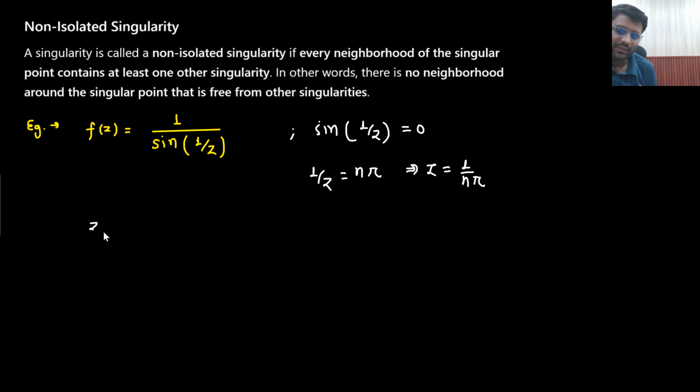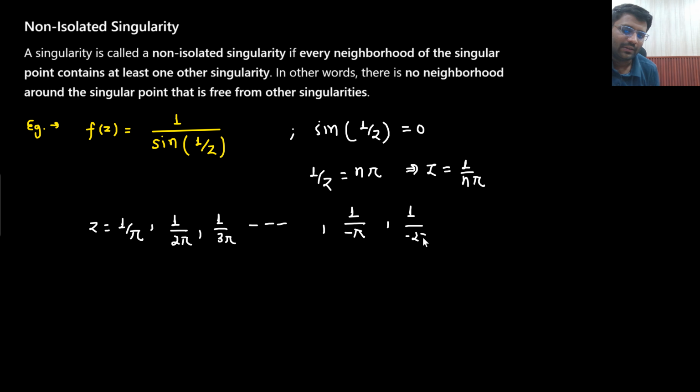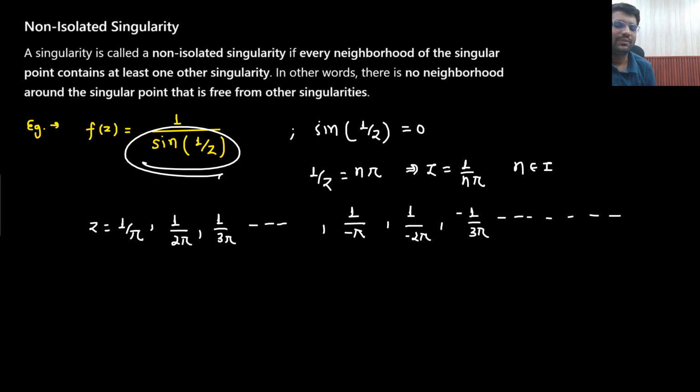What is the meaning of z being 1 by n pi? Let's put n equals to 1. If I put n equals to 1, that means when z is 1 by pi, it will become sin pi is 0, 1 by 0 is infinity. Let's put n equals to 2, 1 by 2 pi. Put n equals to 3, 1 by 3 pi. In the same manner, you can put n equals to minus 1 as well. You can put n equals to minus 2 as well. n equals to minus 3 as well. In that manner, all these things, n belonging to integer. Right? So at all these points, there is problem. Why is there a problem? Because sir, the sine will become 0, 1 by 0 is infinity. So where are the problems?